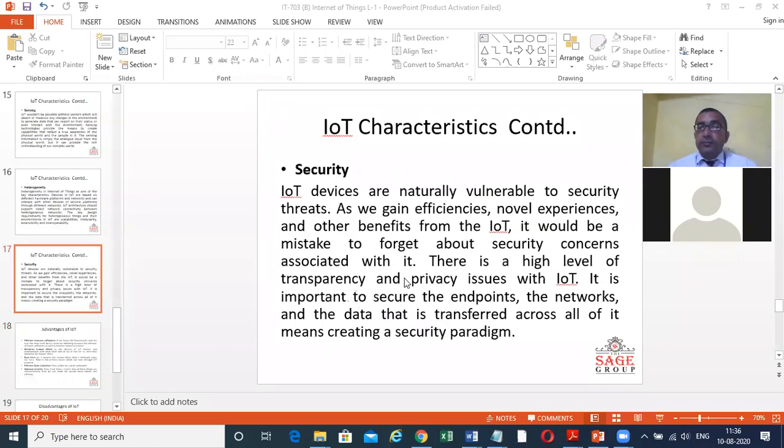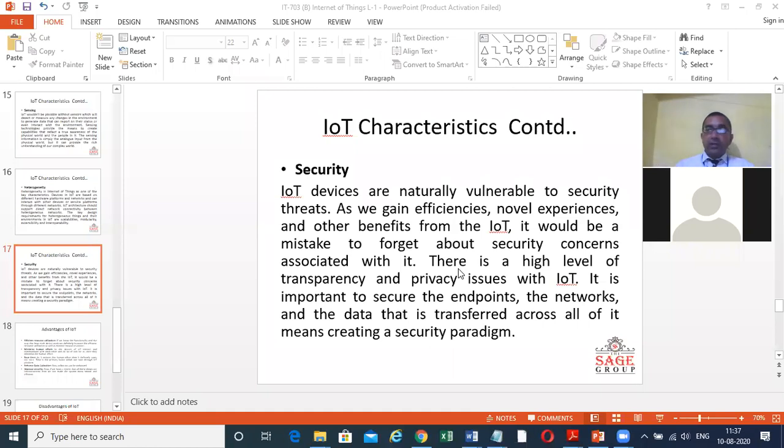Next, security. Now this is the main feature, you can say, and also a drawback. In security, IoT devices are naturally very much affected by security threats. That is the main thing.